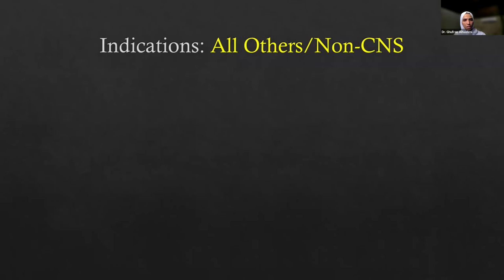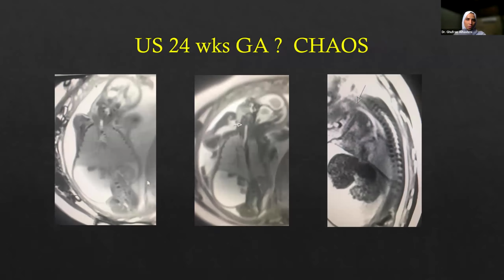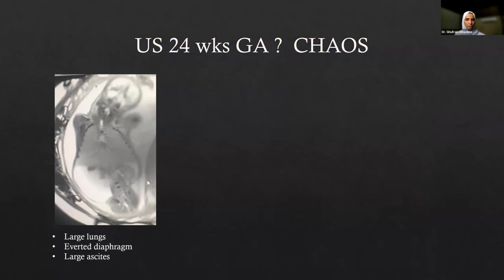So there are other indications that are outside of the CNS that can benefit from fetal MRI. We'll see some of them here. So this is a patient referred at 24 weeks gestational age with question congenital high airway obstruction. And sure enough, on the fetal MRI, you see that the lungs are large and the diaphragms are everted, and you see a large amount of ascites.